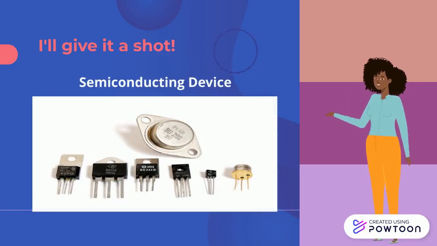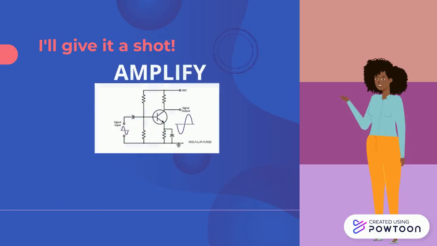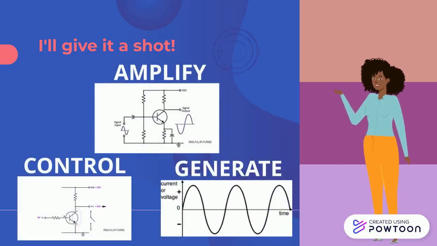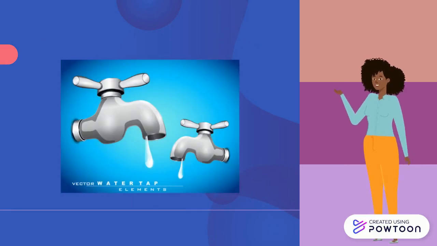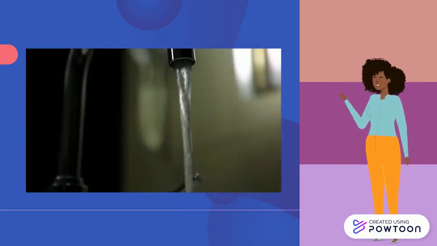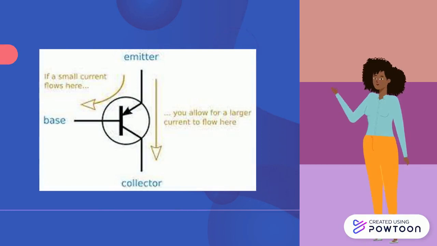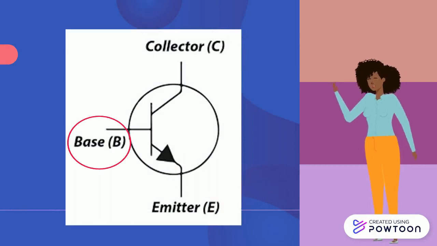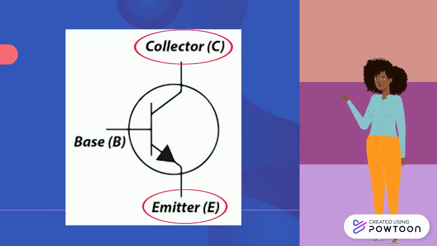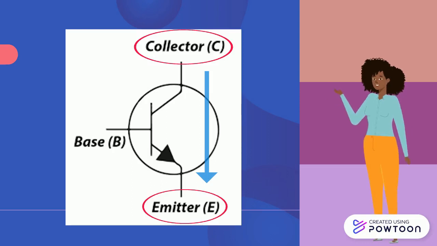A transistor is a semiconducting device used to amplify, control, and generate electrical signals. A transistor is like a water valve. Water valves control the flow of water, while transistors do the same by controlling the flow of current. The gate of the transistor controls the rate of the current flow, and this current flows between the emitter and the collector of the transistor.